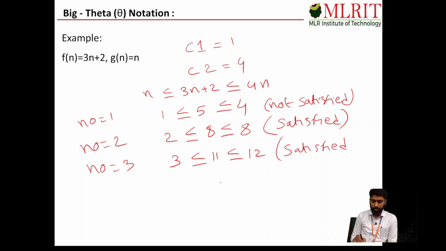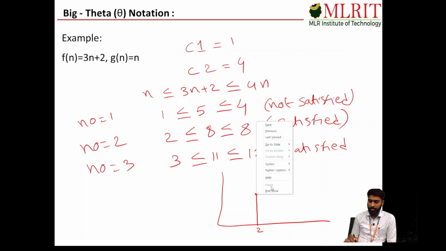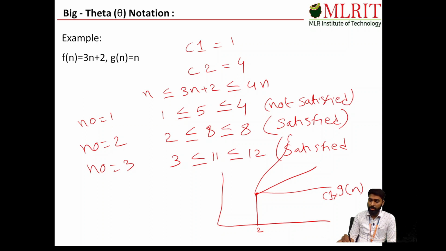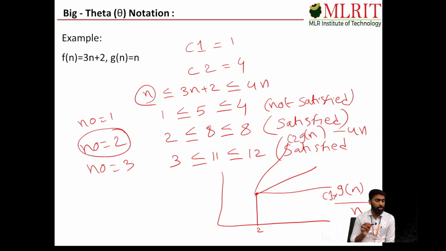Now, what do we observe? There are two functions. Now, the n naught equals to 2. From this point onwards, f of n lies between c1 into g of n and c2 into g of n. So, this is n here, okay, and c2 g of n is 4n. So, after the n naught equals to 2 point, from that point f of n lies between c1 g of n and c2 g of n. So, we can say that if the n naught value is greater than 1, then the condition will be satisfied.